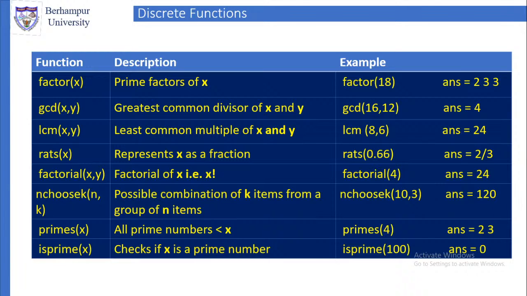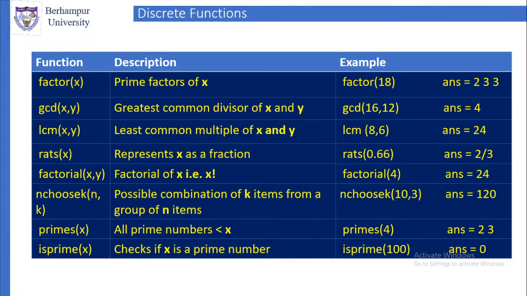RATS is a rational function. So it is a fraction, rational. So it is the fraction of x. So if I write rats of 0.66, how do you get it? 0.66 is actually a fraction of 2 by 3. So 2 by 3 is the exact number, 0.66 is the approximate number. So if you write rats of 0.66, it will give you 2 by 3.